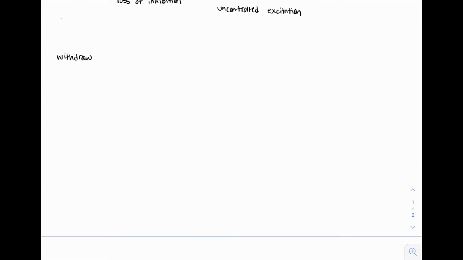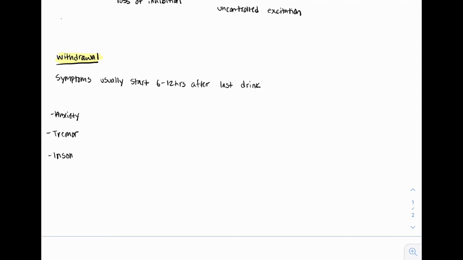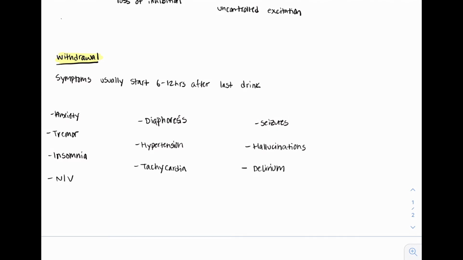Now let's talk about the symptoms of alcohol withdrawal. These symptoms usually start 6 to 12 hours after the last drink. They can include things like anxiety, tremor, insomnia, nausea and vomiting, diaphoresis, hypertension, and tachycardia. If left untreated, patients may develop alcohol withdrawal seizures, hallucinations, and delirium.